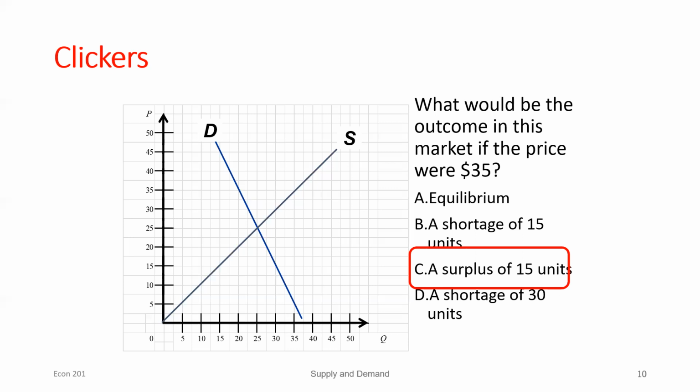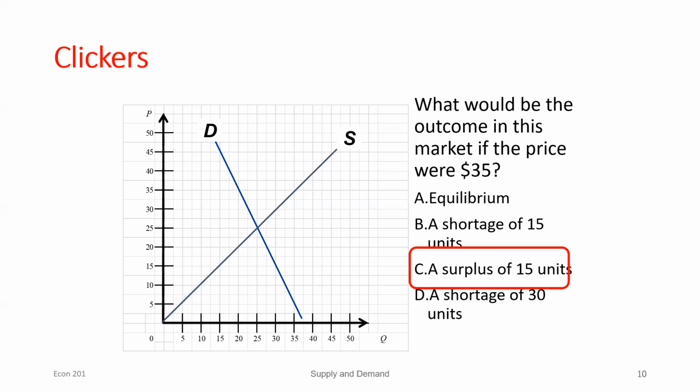But at that price of 35, my quantity demanded would be what? 20, and my quantity supplied would be 35. So the actual value of that surplus would just be the difference between those. Okay? So take a difference between what? 35 and 20, we should get that surplus of 15. Okay? Any questions on that?